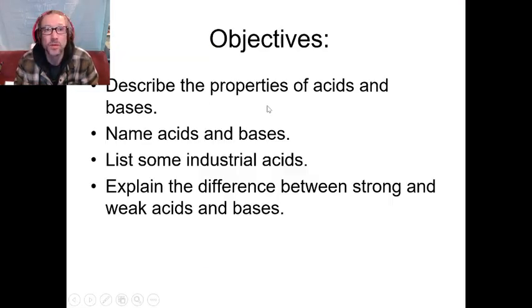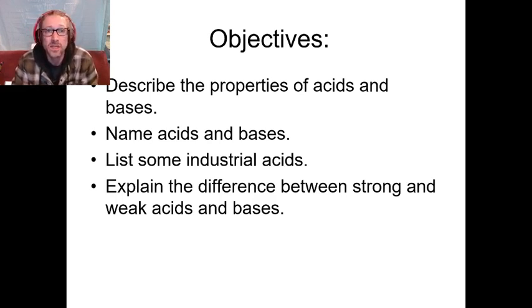Acids and bases, chapter 14. Here are your learner objectives for the day. We need to be able to describe the properties of acids and bases. We need to name them. And no, we don't get to just call them Jeffrey or George. We actually have to do proper chemical nomenclature. So we'll be naming acids and bases, mostly review for some of you.